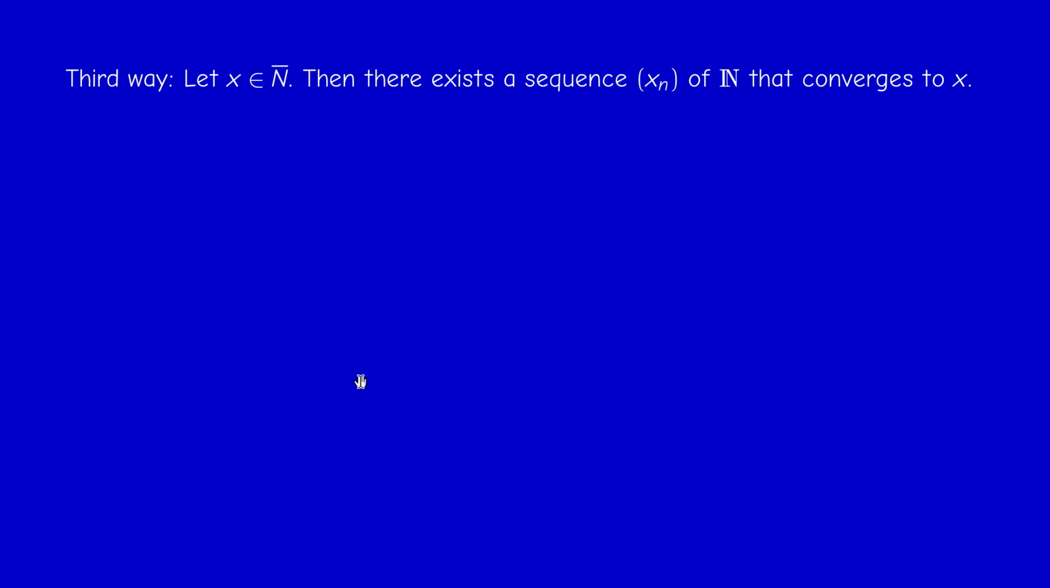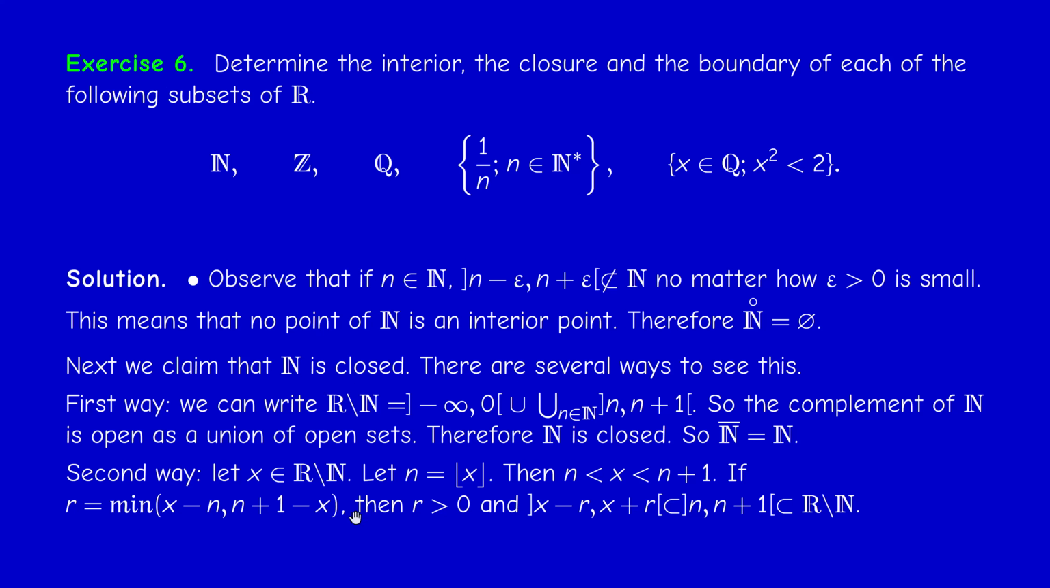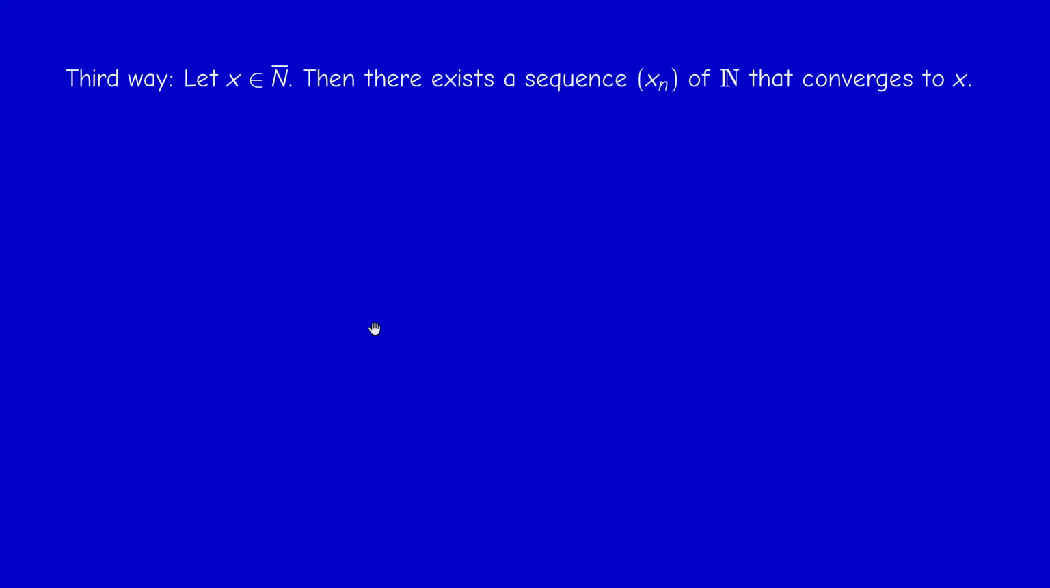There is a third way to prove that n is closed, by using proposition 1.6. If you already understood these two ways, you can skip the third way, but otherwise I will give it. To prove that a set is closed, we have to prove that the closure of the set is contained in the set. So I take x in the closure of the integers n. Then there is a sequence xn in n that converges to x, right?